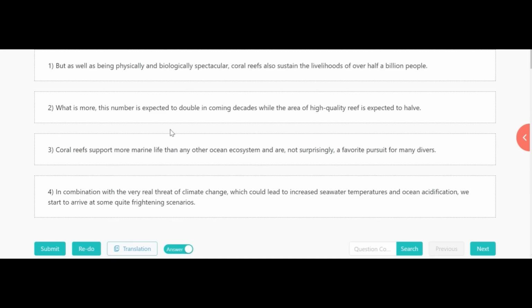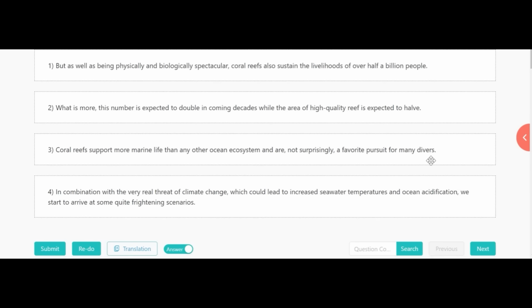This 500 million people is expected to double in coming decades, while the area of high quality reef is expected to halve. Okay, the third one says coral reefs support more marine life than any other ocean ecosystem and are not surprisingly a favorite pursuit for many divers.